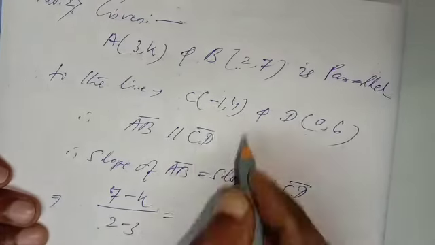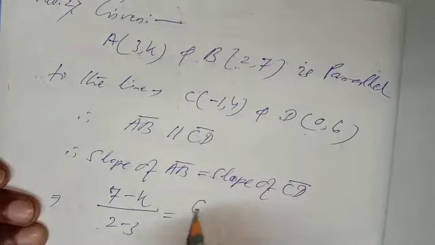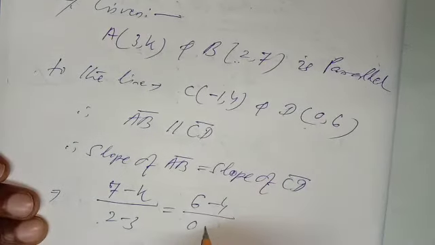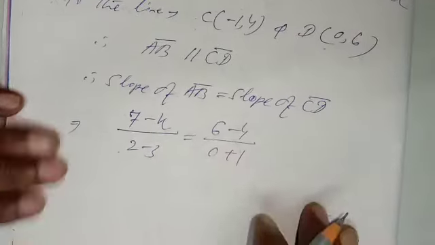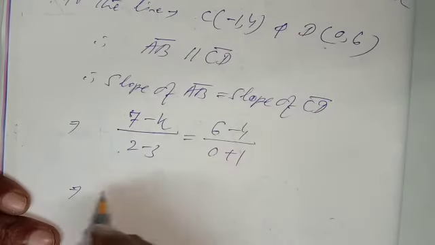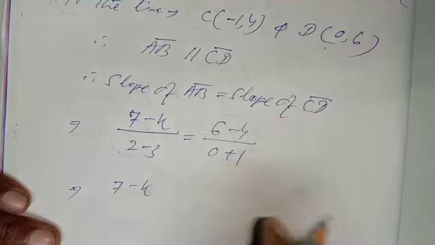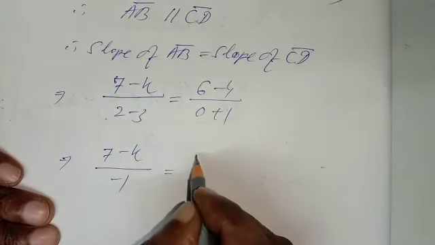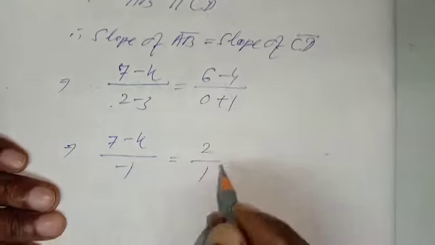Same process, slope of CD, that will be the difference in y coordinates, 6 minus 4, by 0 minus of minus 1, that will be plus 1. This is the slope finding formula. That means 7 minus k by minus 1. And this is 6 minus 4 is 2 by 1.